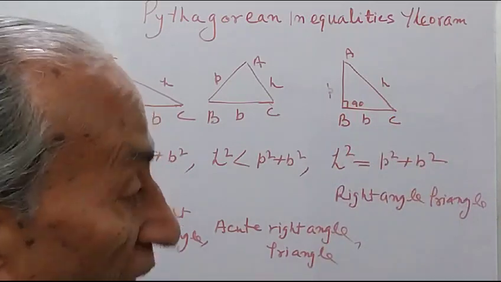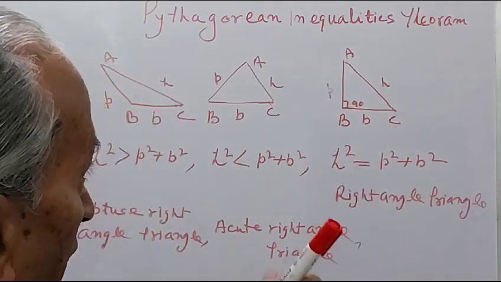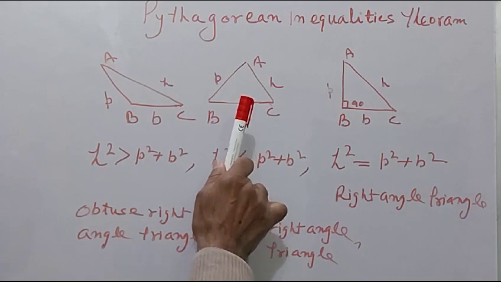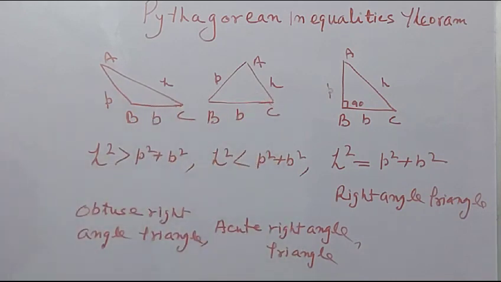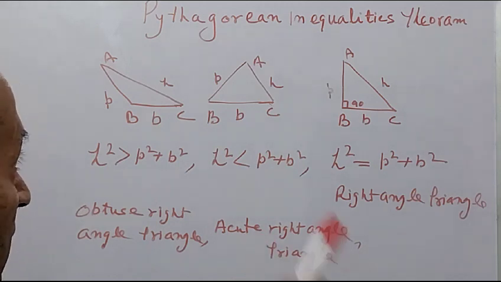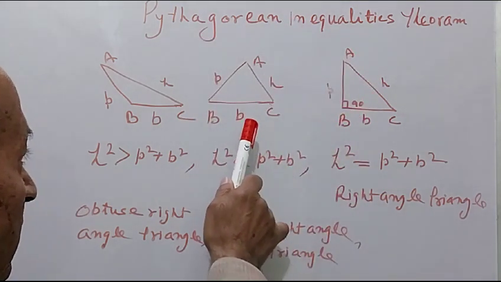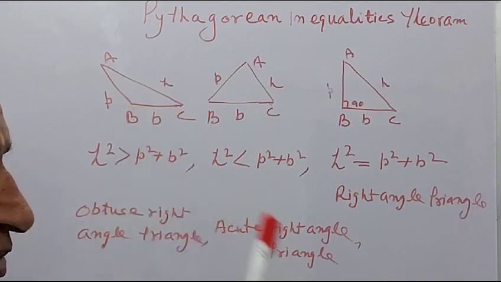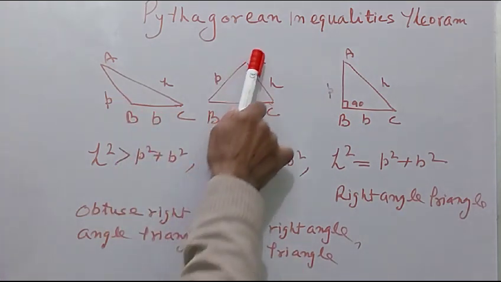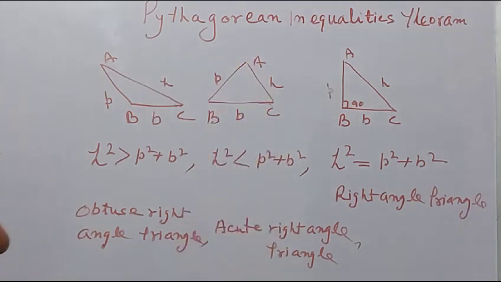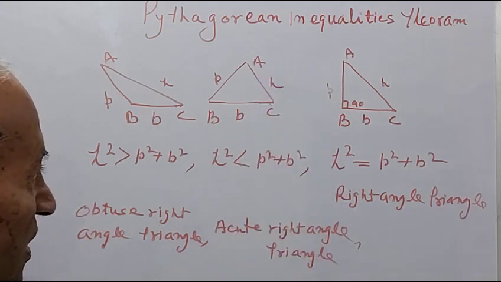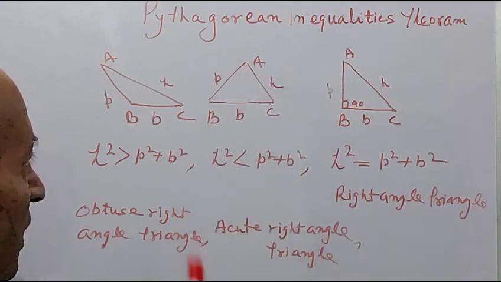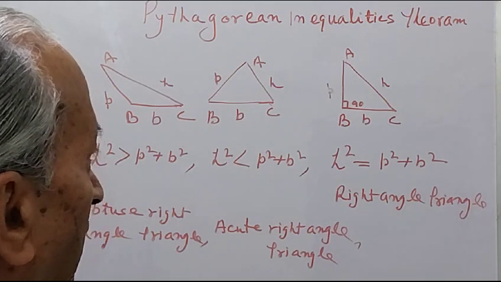Now, what happens when we have an acute triangle and an obtuse triangle? How will you apply this Pythagorean theorem on the acute and the obtuse triangles? So here, listen, if ABC is an acute triangle, and you suppose one side is the hypotenuse, then the other two sides may be the perpendicular and the base.